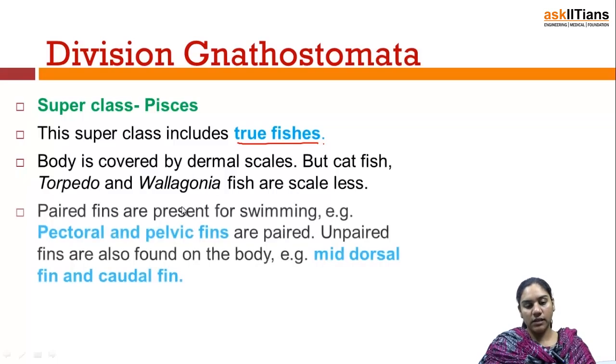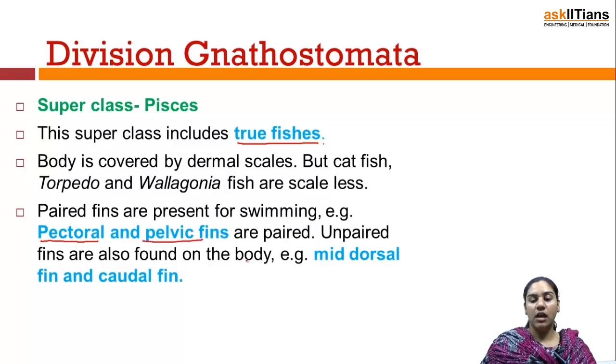The paired fins are present for swimming. For example, the paired fins are the pectoral and the pelvic fins, and the unpaired fins are the dorsal fin and the caudal fin. The pectoral fin is present on each side of the body, just beneath the operculum. The pelvic fin is located below the pectoral fin.